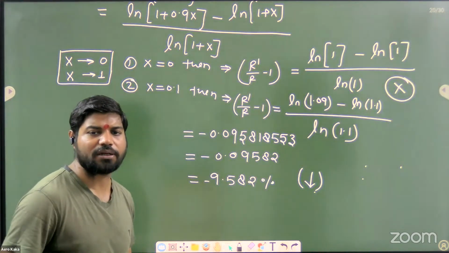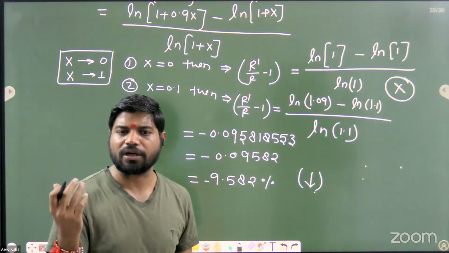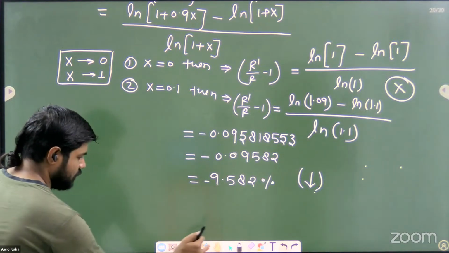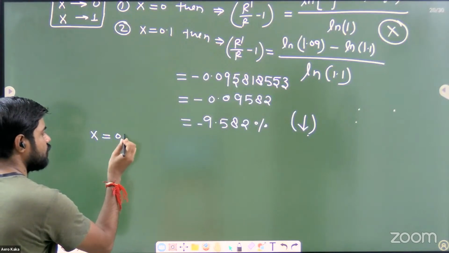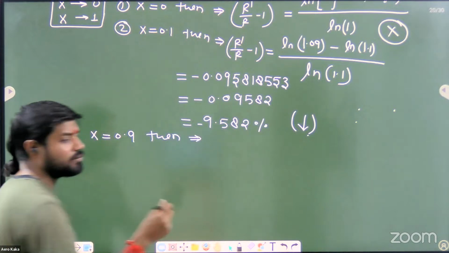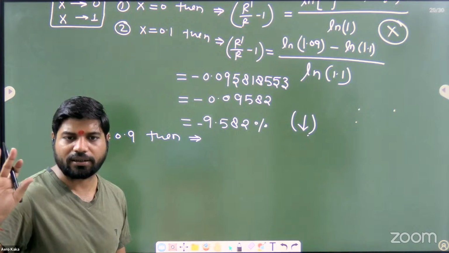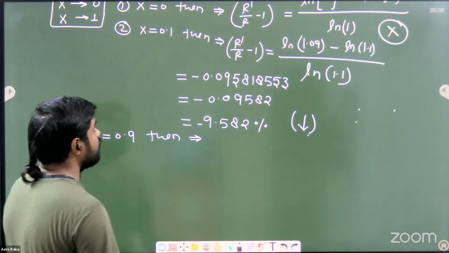Let's consider another, hypothetical case, where x tends to 1. Even if you consider x equal to 0.9 or 0.95, you will get some finite value. Please check, verify. Let's say x is equal to 0.9. There is no need to verify all these things; it is just for clarity. Is that clear or not?